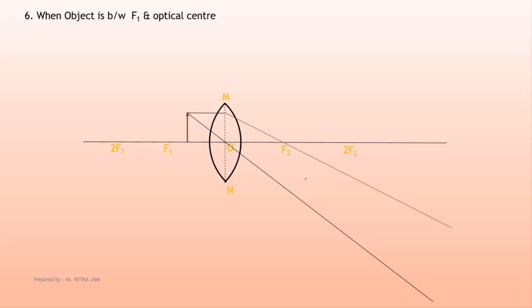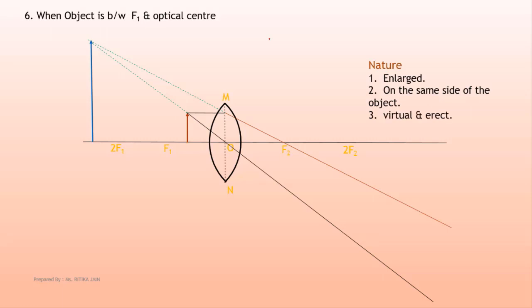So what we will do, we will extend the two refracted light rays in the backward direction, and here we have obtained the point of image. So nature will be enlarged on the same side of the object, so the nature will be virtual and erect.